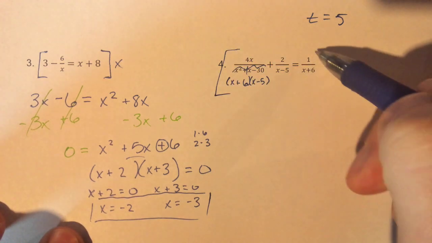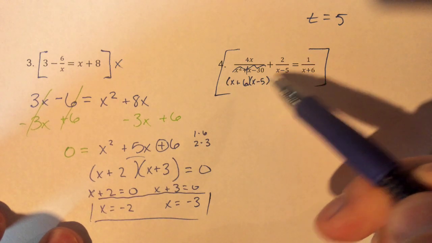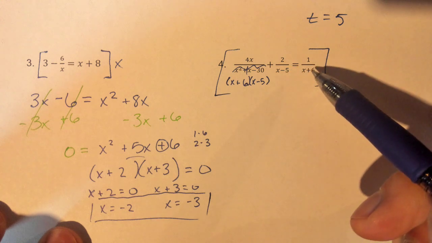So I'm going to put it in a bracket. And what's the common denominator between x plus 6 times x minus 5, x minus 5, and x plus 6?